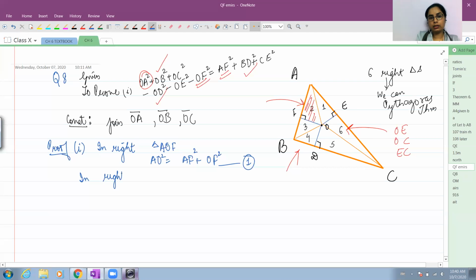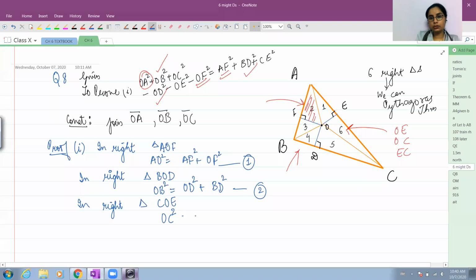Then I'm going to take the triangle marked as number 4, triangle BOD. BO square will be equal to OD square plus BD square. Let's mark this as number 2. And then finally the triangle marked as number 6, triangle COE. Hypotenuse square equals the base square plus the perpendicular square. Let's mark this as number 3.